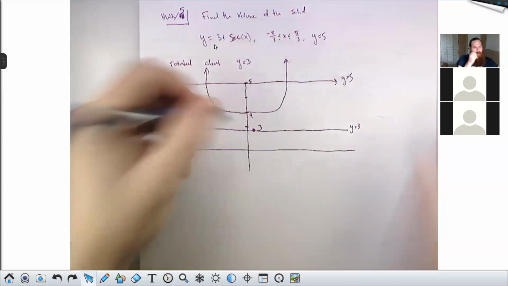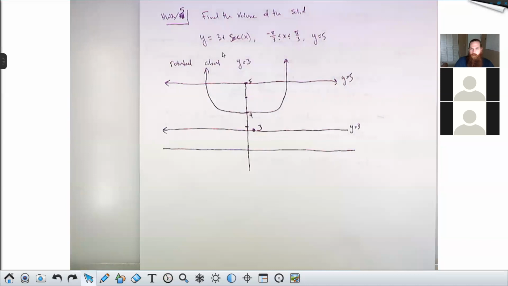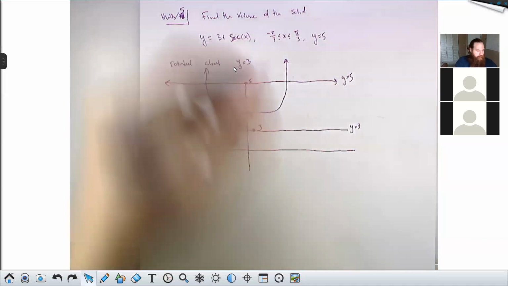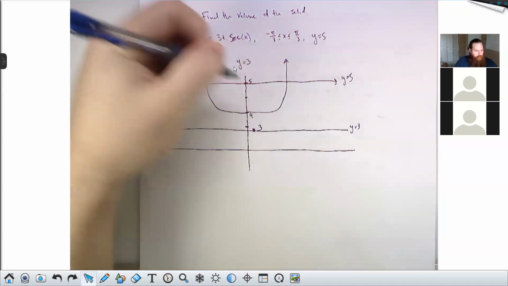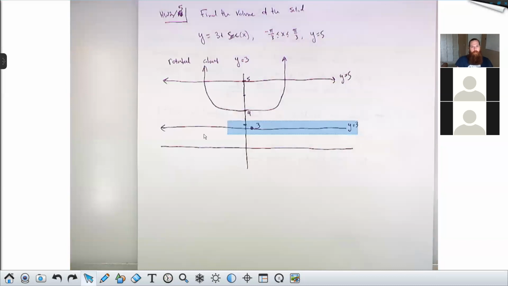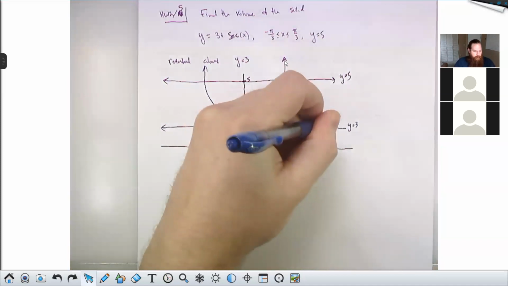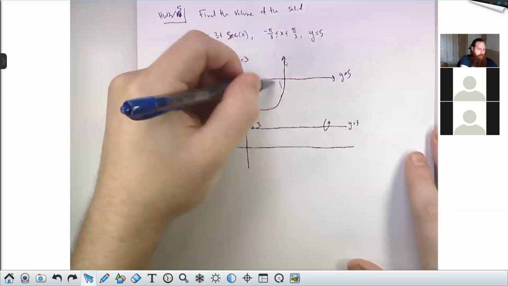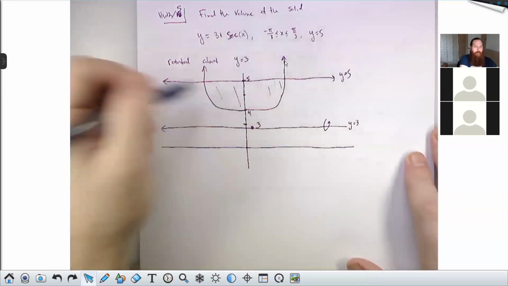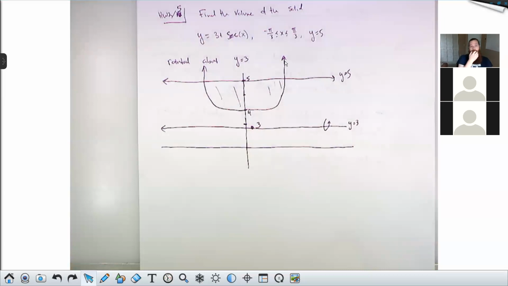Okay, so my art is a little worse right now than normal. Sorry, I'm still a little bit groggy, still waking up. But we can see it, right? Here's y equals 3. Here's y equals 5. Here's 3 plus secant x. We want to rotate this region about that axis. They tell us we're working from negative pi over 3 to pi over 3.